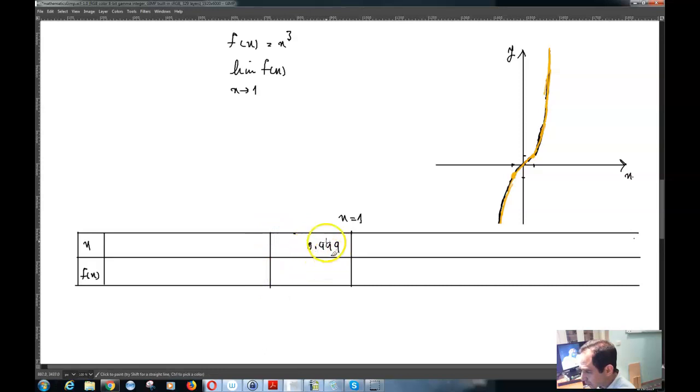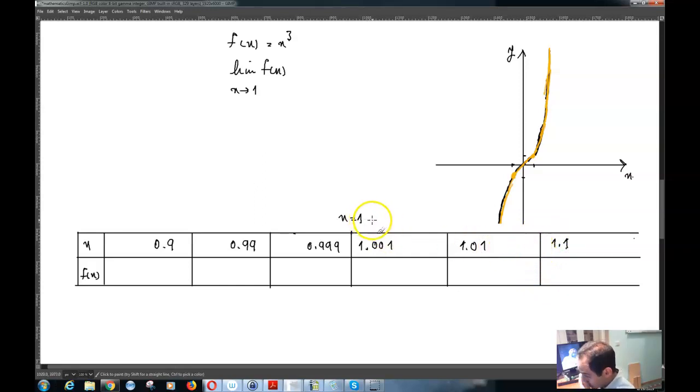So for example, this is one value for x, which is very close to 1 from the left. Another value for x, which is a little bit farther away. And this is some value which is a little bit farther away. On the other side, you will have 1.001. Then you have another value which is 1.01. And then you have 1.1.